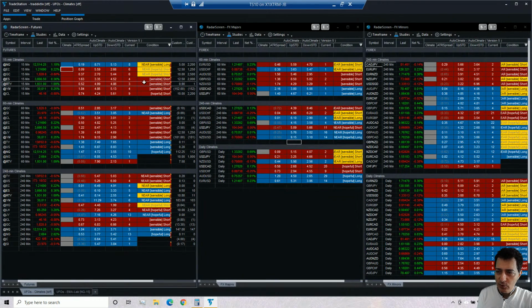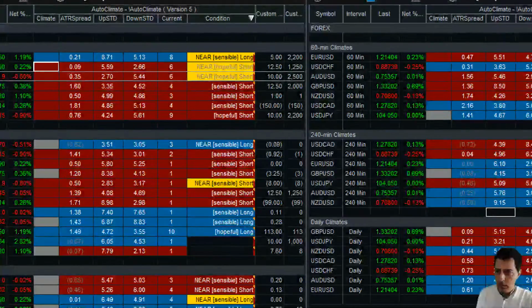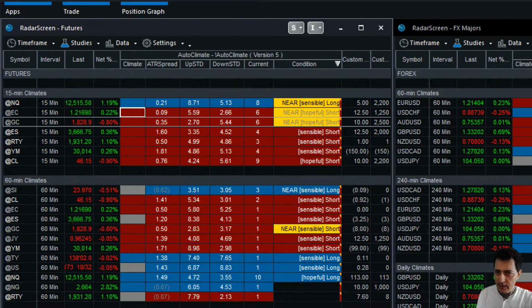So back to what we have here. Again, let me zoom in. So I'm zooming in here, and what can we see? Well, we can see that with the near and sensible, it's only the Nasdaq, but we already said it's 8 out of 8, so no trade on the Nasdaq. Then we have 2 more golden alerts, but notice how we can see the word hopeful. Hopeful means that this market has extended too much.